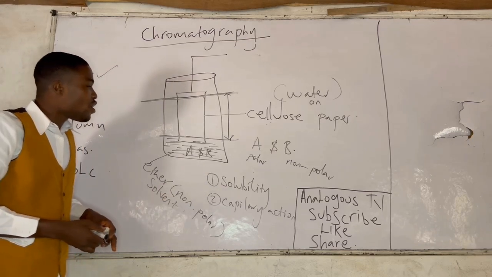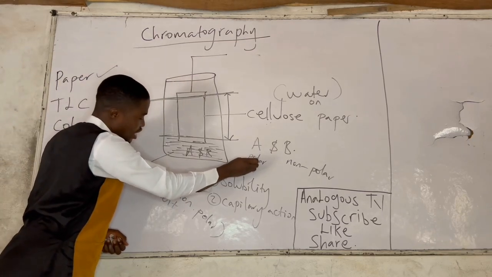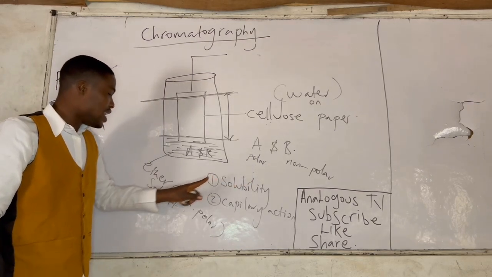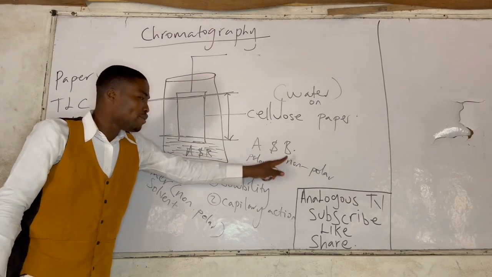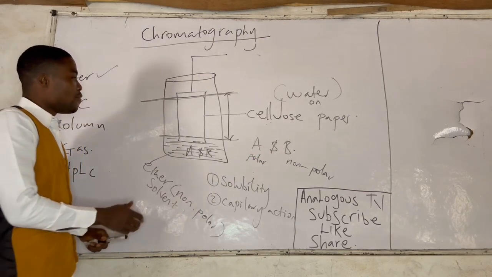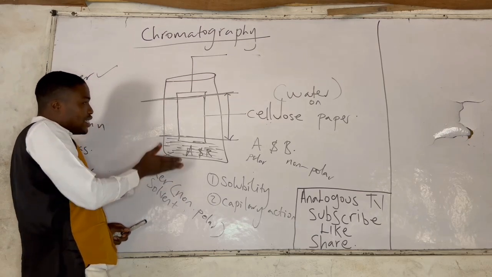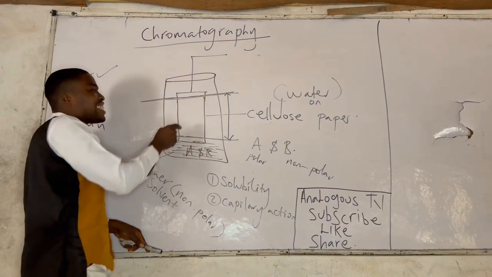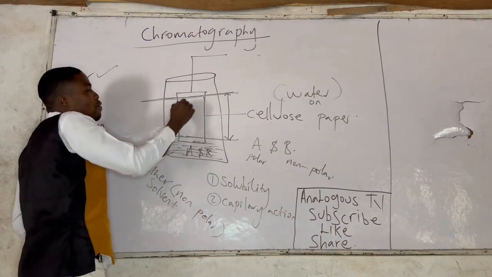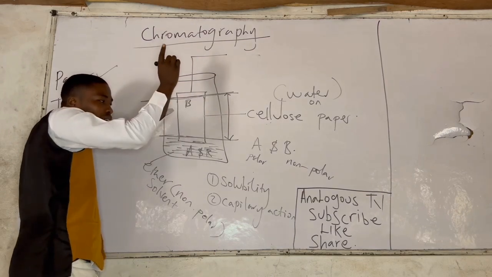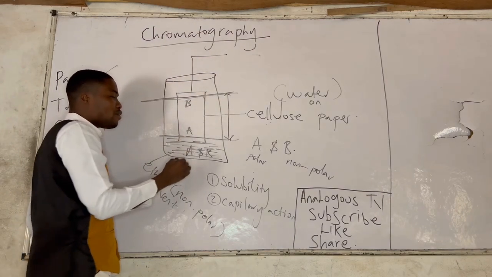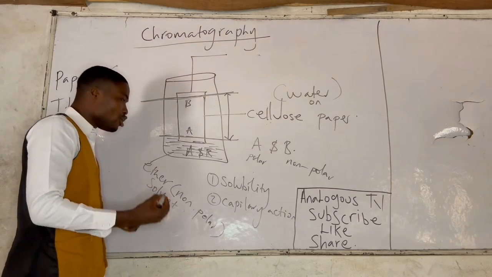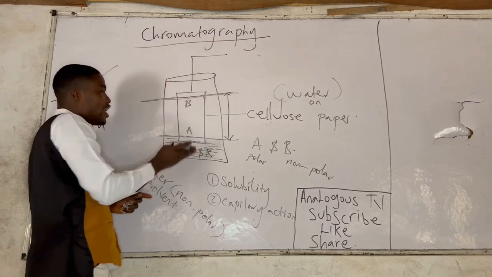So solubility. Because A is polar, A is less soluble in the ether. B is not polar, so B is more soluble in the ether. It therefore means that B will travel with the solvent more. B will be strongly attached to the solvent and less attached to the stationary phase. So B is going to travel higher than A. A is going to travel less because it is less soluble in the solvent.